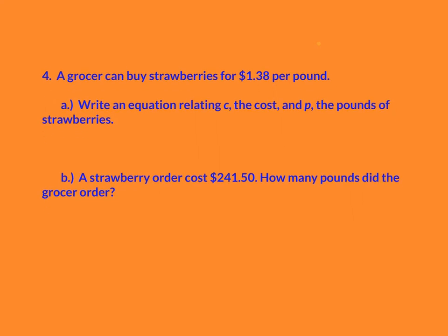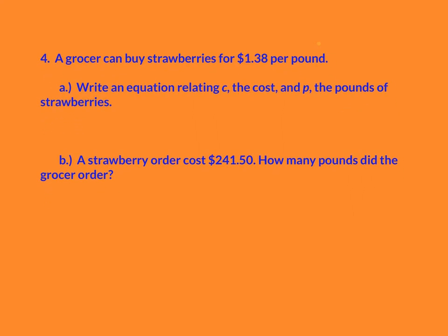And now a grocer can buy strawberries for $1.38 per pound, and I want to write an equation relating the cost and the pounds of strawberries. So I know it's $1.38 per pound. So if I think about this, I know that I'm going to take that number of pounds and multiply it times $1.38. So it tells me right here that pounds is P, so I know I'm going to have 1.38P, that means they're multiplied together, equals C, the total cost.